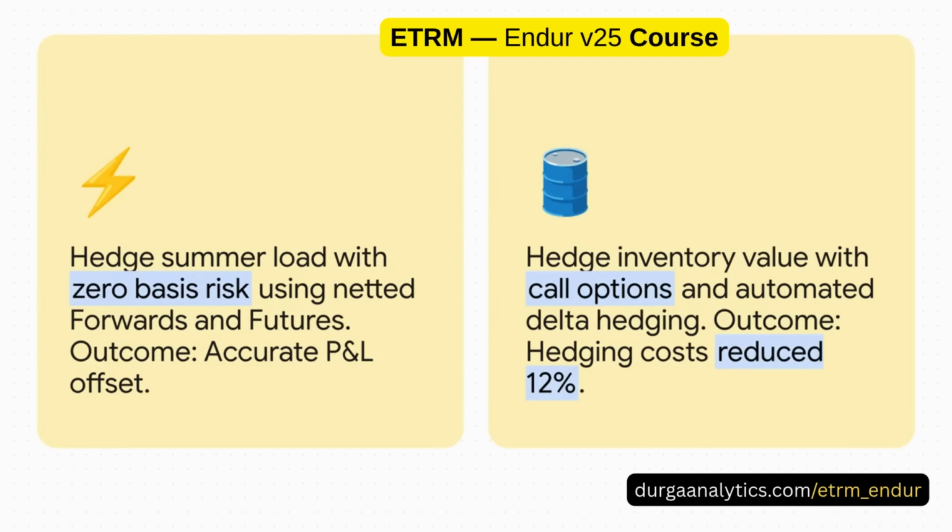On the left, a power trader uses a combination of forwards and futures to create a perfect hedge, totally eliminating basis risk. That's the risk that your hedge doesn't perfectly track the price of the asset you're trying to protect. Then on the right, an oil refiner uses call options to protect its inventory value. And by automating the delta hedging process, they reduce their hedging costs by a massive 12%. This just shows how options can create more sophisticated and cost-effective strategies.